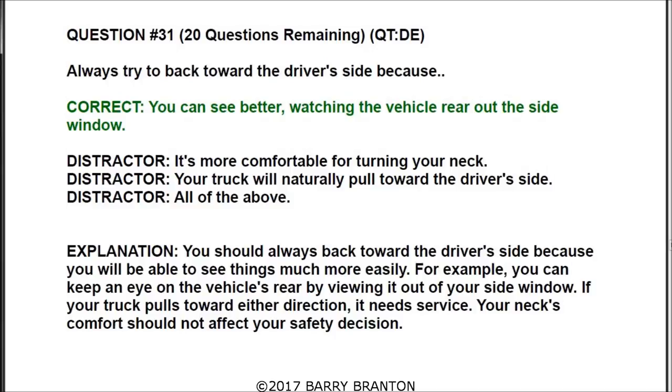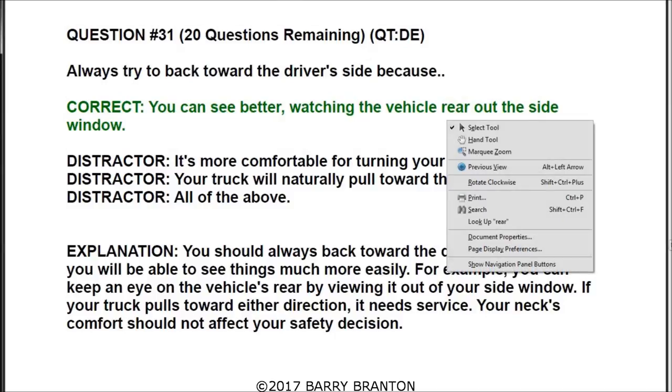Question 31. Always try to back toward the driver's side because, correct answer, you can see better watching the vehicle rear out of the side window. The explanation is you should always back toward the driver's side because you will be able to see things much more easily. For example, you can keep an eye on the vehicle's rear by viewing it out of your side window. If your truck pulls toward either direction, it needs service. Your comfort should not affect your safety decision.